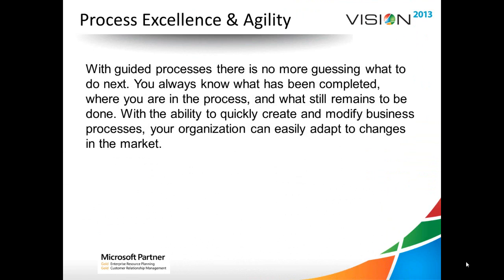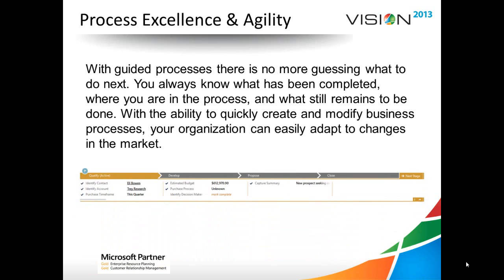Process excellence and agility. We need to take the guesswork out of the process. We need to know what has been completed, where you are in the process, and what still remains to be done. With the ability to quickly create and modify business processes, the organization can easily adapt to changes in the market. So here we can see a business process that, as we can see, has 4 steps: qualify, develop, propose, and close the sale.